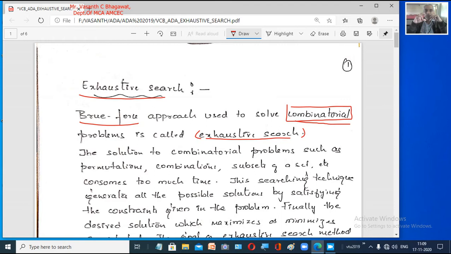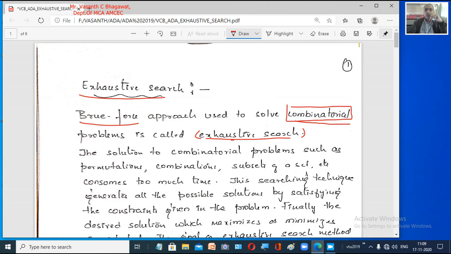Now the brute force technique, or brute force approach, is used to solve a special type of problem, that is, a problem which consists of permutation and combination, or combinations of both types of problems, which are called combinatorial problems. So when you apply the brute force technique to solve these combinatorial problems, we call it an exhaustive search. So a brute force approach used to solve combinatorial problems is called an exhaustive search.